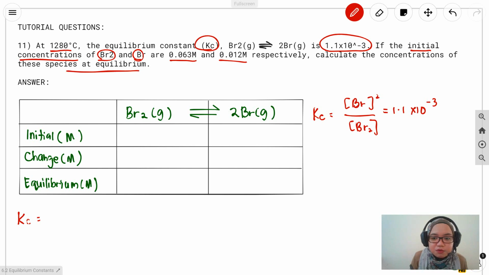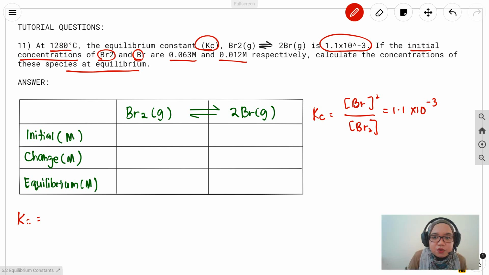Okay, he has given all the information. So we just put this one. First step, we need to do the balanced chemical equation, and then we need to do the ICE table. So initial, change, at equilibrium. The unit is molarity because it is in terms of concentration.